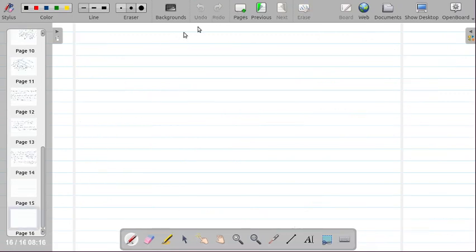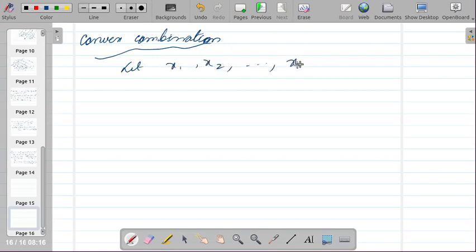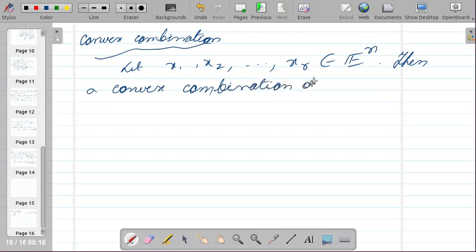Let us take some more definitions, that is called convex combination. What is a convex combination? Let x1, x2 up to xr belong to E to the power n. They are some points. Then, what is the linear combination? I had told you it's alpha 1 x1 plus alpha 2 x2 plus up to alpha r xr. That is called a linear combination, where alpha 1, alpha 2 up to alpha r are scalars.